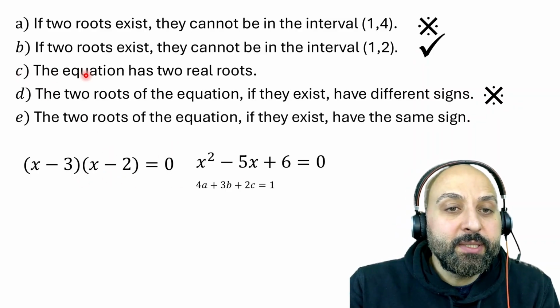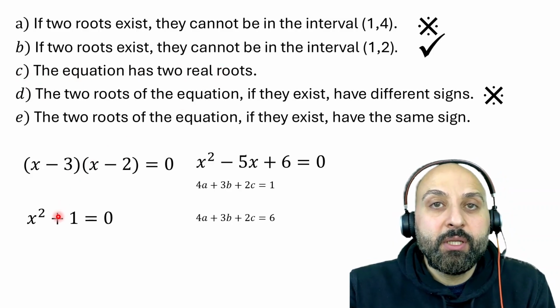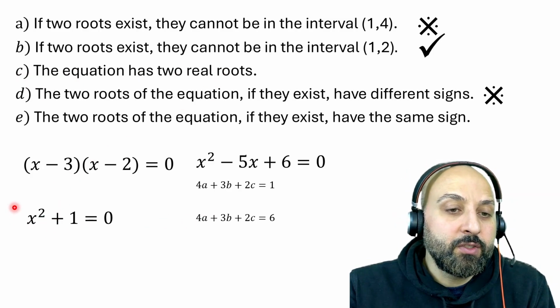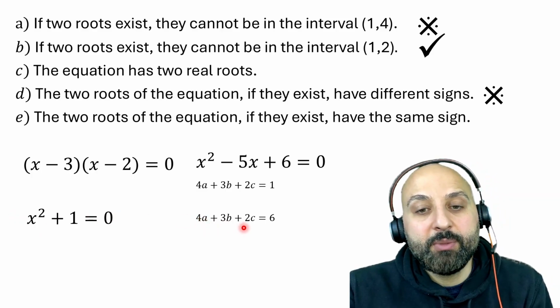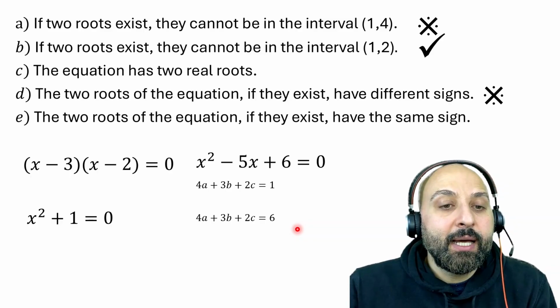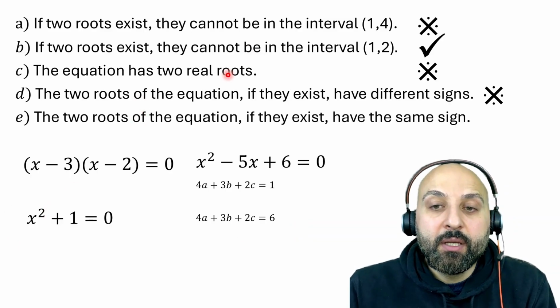For example, option C, the equation has two real roots. We can just give this very simple counter example, x² plus 1. So a is 1, and 4a plus 3b plus 2c is equal to 6. So both of them have positive sign, and the roots are not real. So this option can also be easily eliminated.